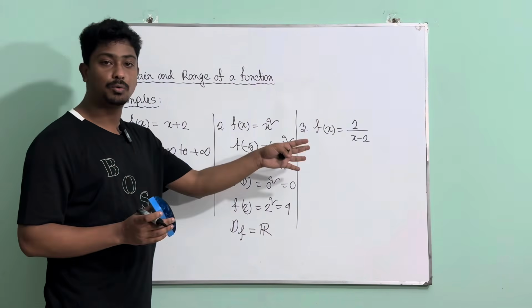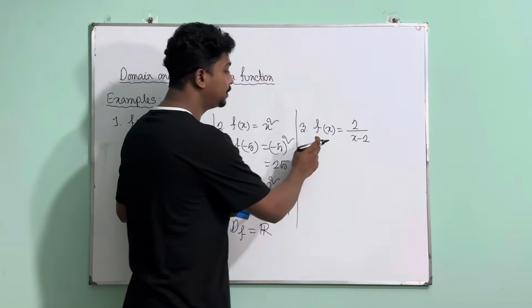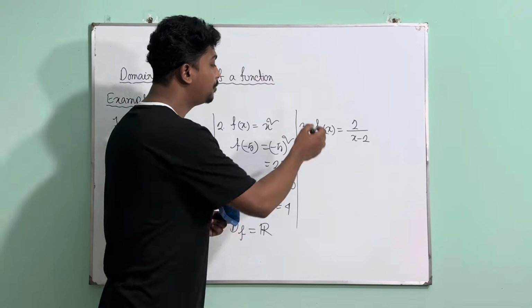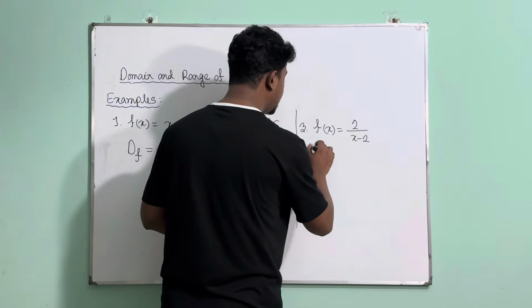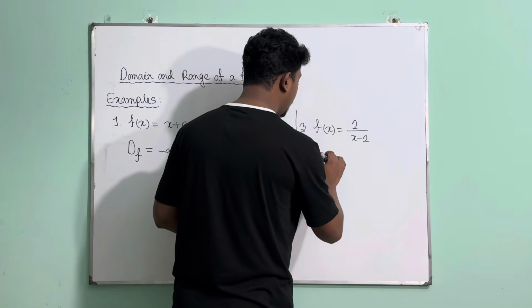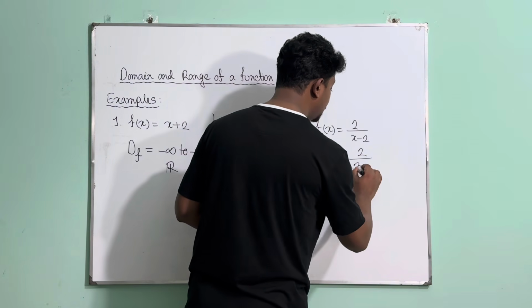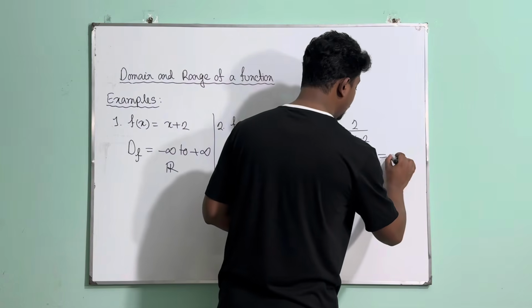Now let's move on to our function 3. So we have f of x equals 2 divided by x minus 2. Now what can I put here? I can put a logical number, right? Let's say I can put f of 3. If I put f of 3, I get 2 divided by 3 minus 2. So what do I have? The result will be 2, right?